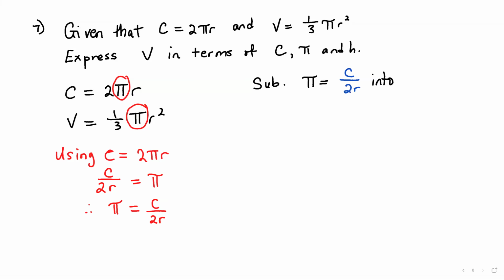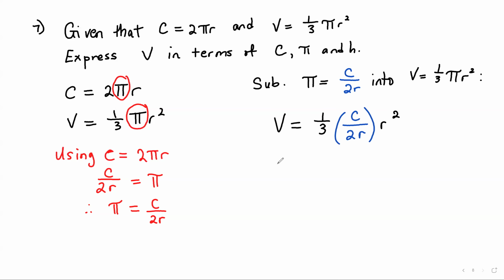So into V is equal to 1/3 pi r squared. And that means, just like with substitution, wherever I have pi in the formula, V is equal to 1/3 pi r squared, I'm going to replace pi with C over 2R. So this formula would now be V is equal to 1/3, well, it's times pi, right? And I'm replacing pi with C over 2R. So 1/3 times C over 2R by R squared.